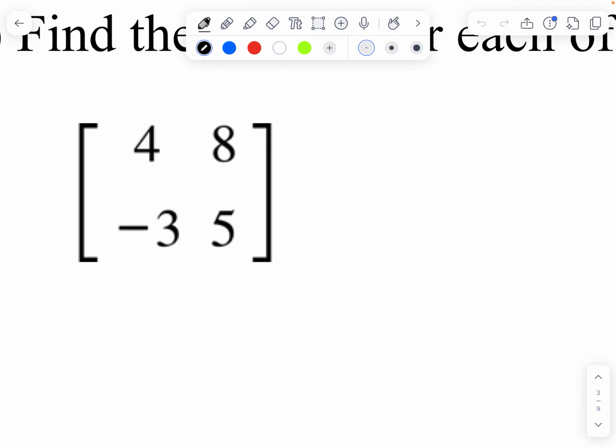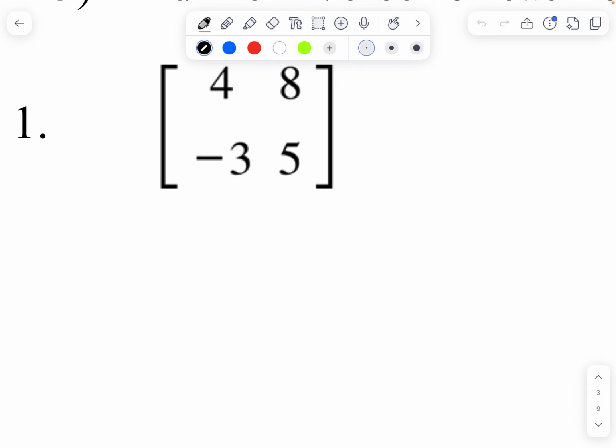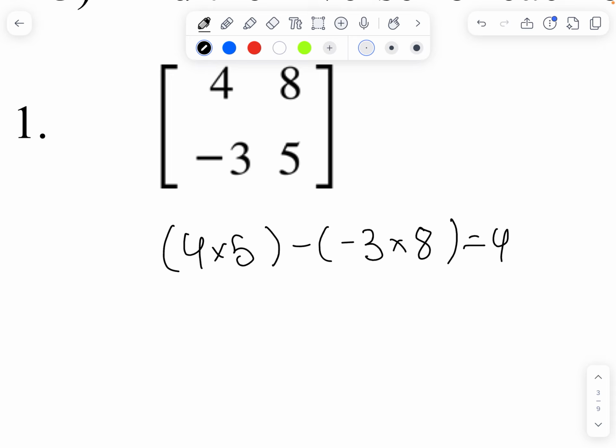So, the determinant of this matrix is 4 times 5 minus -3 times 8. If we solve for that, we should get 44. Yeah, so that equals 44.